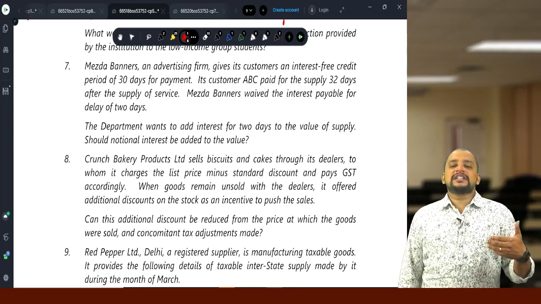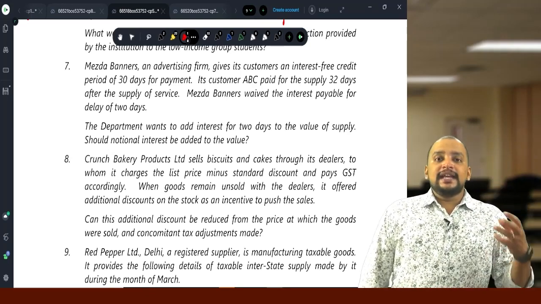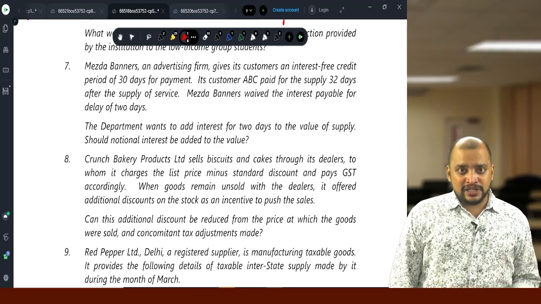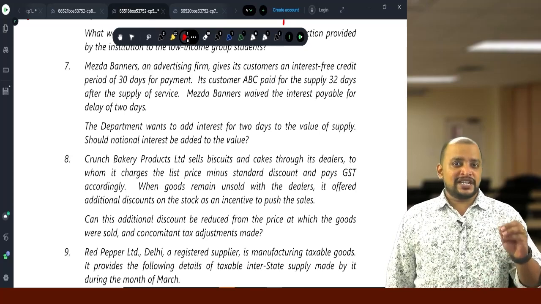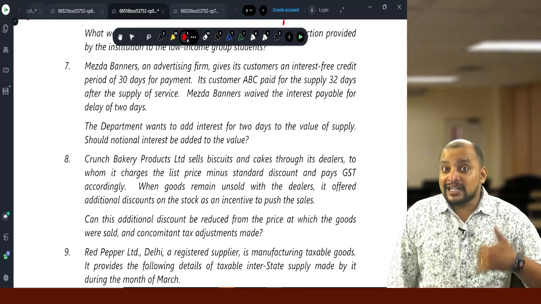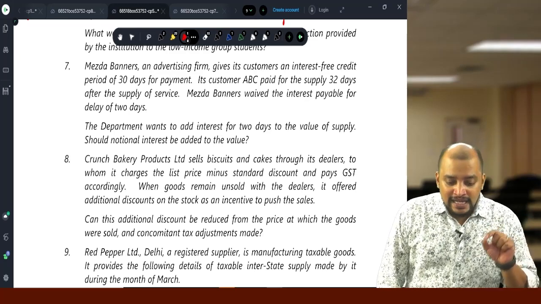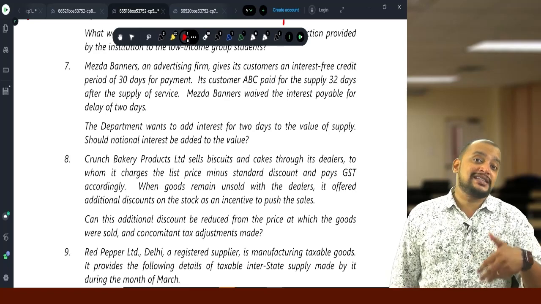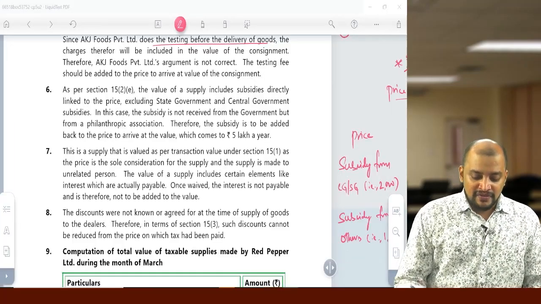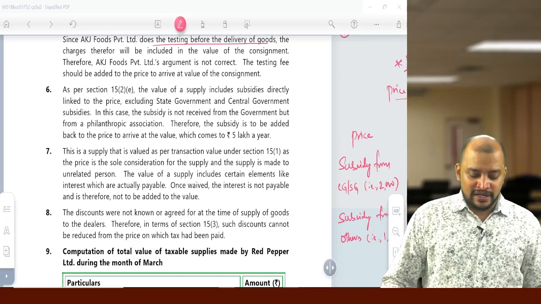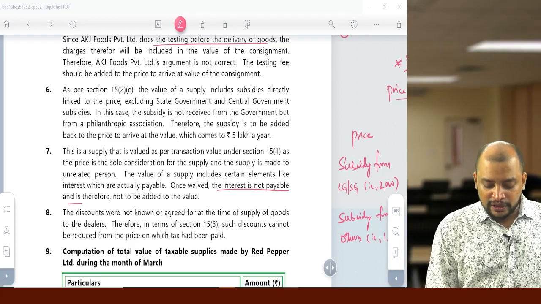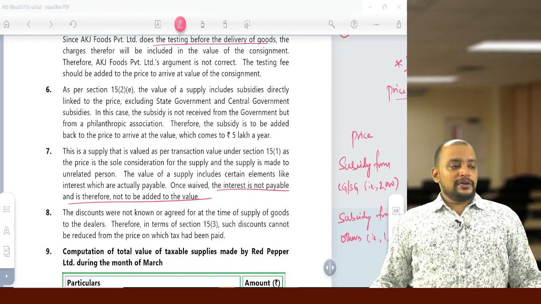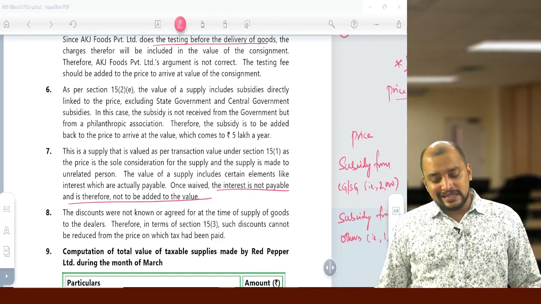As per section 15 subsection 2 clause D, interest, late fee or penalty for delay in receipt of consideration should be included in the value and chargeable to GST, only when that interest is charged to the recipient. In this case, yes, Mazda Banners has the right to receive that interest, but they are not charging that interest to the recipient. When they are not charging that interest to the recipient, it will not be includable in the value.